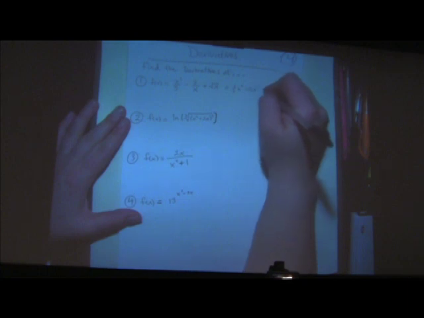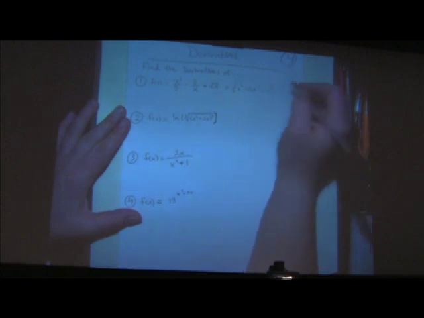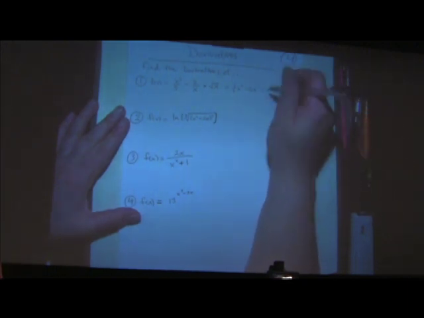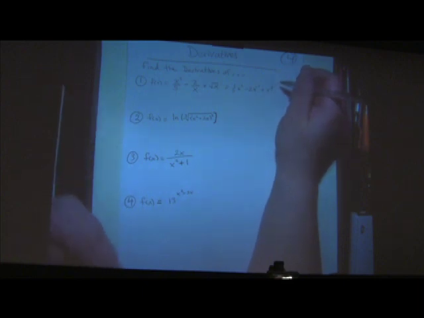x squared minus 2x to the negative 1 plus x to the 1/2. Now remember, derivatives is the slope. You're going to get smaller powers almost every time. Everyone okay with that? Power should be getting smaller.